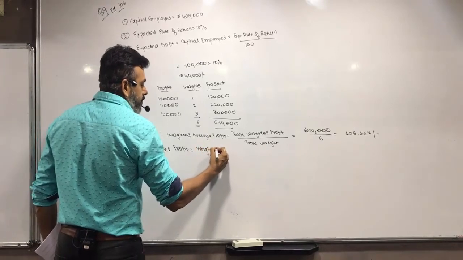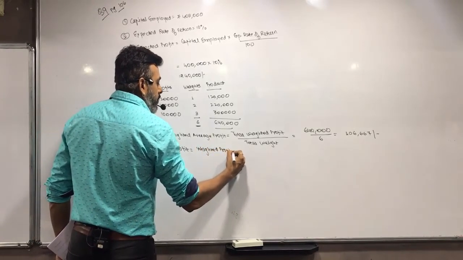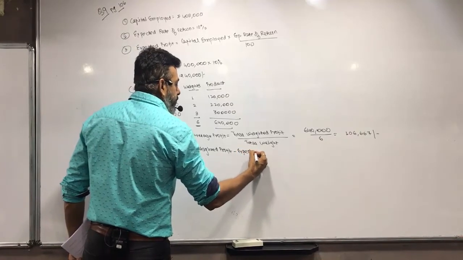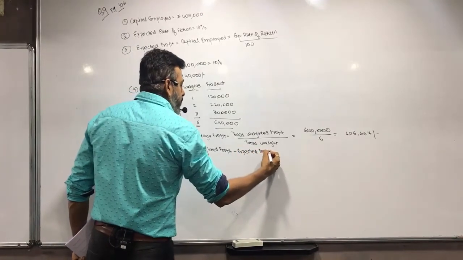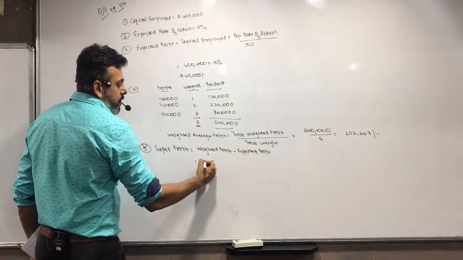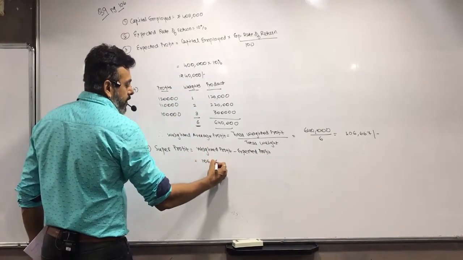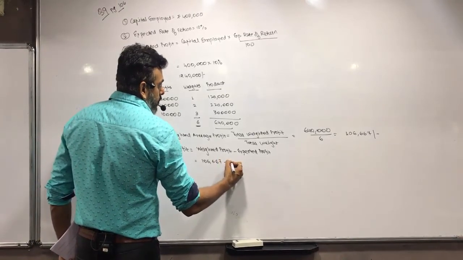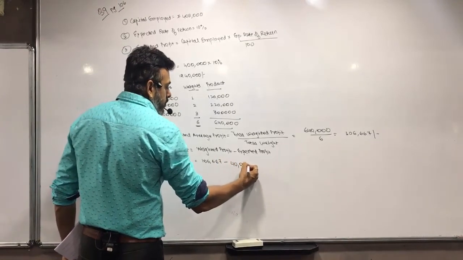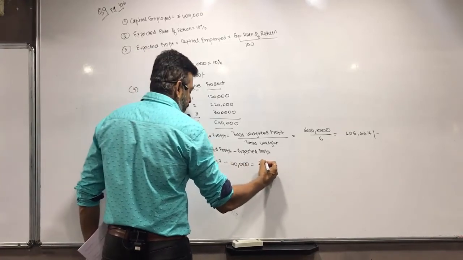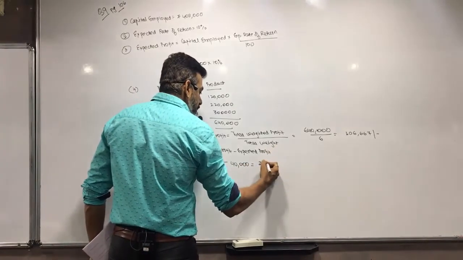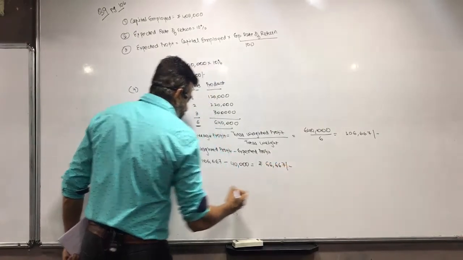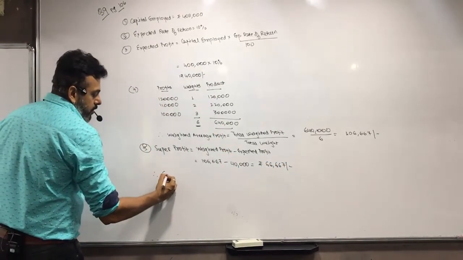Now, super profit is equal to weighted profit minus expected profit, which is equal to 1,06,667 minus 40,000, which is equal to rupees 66,667.